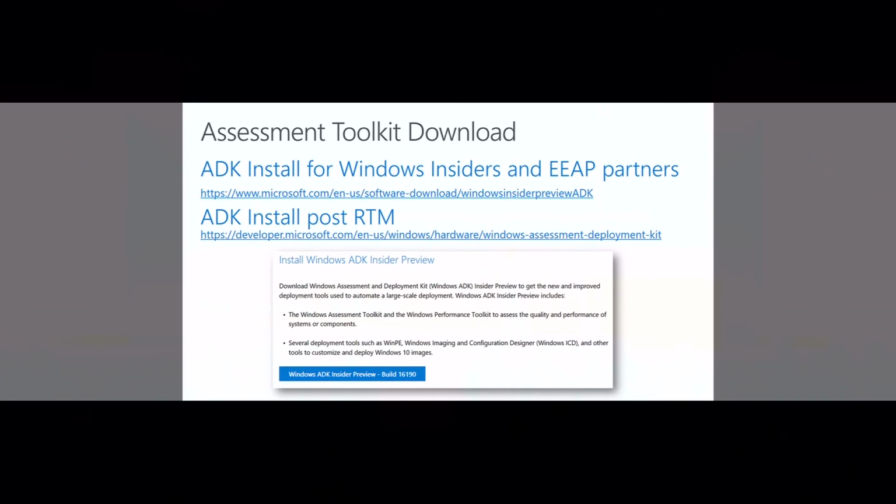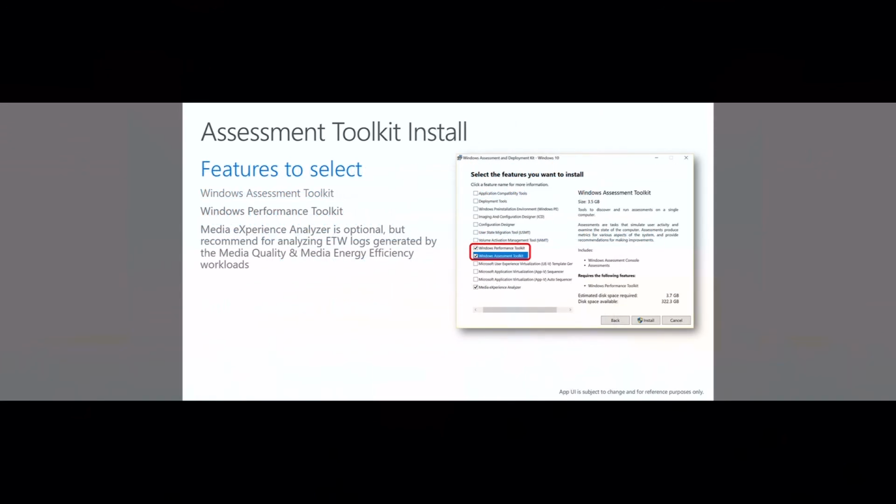If you are interested in evaluating the assessments, please download the ADK and install the Windows Assessment Toolkit as shown in the screenshot here. The early build ADK builds are available to Windows Insider and EAP partners. We encourage you to download and give them a test drive today. Now, in order to install the Assessment Toolkit, please select the Assessment and Performance Toolkit. We also recommend installing Media Experience Analyzer, which is useful for analyzing ETW logs generated by the media quality and media energy efficiency workloads.